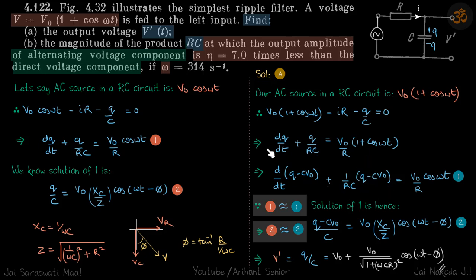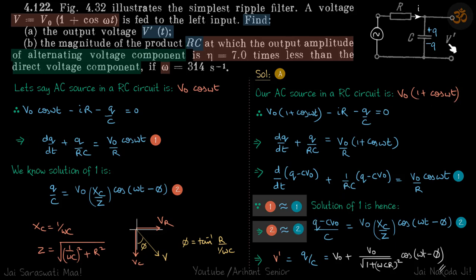Now if you compare equation 1 with equation 2, you can see everything is the same except that Q is replaced by Q minus CV0. That means in the solution of this equation also, we can just replace Q by Q minus CV0 and that solution will be valid. Since equation 1 is similar to equation 1 here, solution 2 should be similar to solution 2 here. So we just replace Q by Q minus CV0 and the rest of the equation is the same. So this is the valid solution.